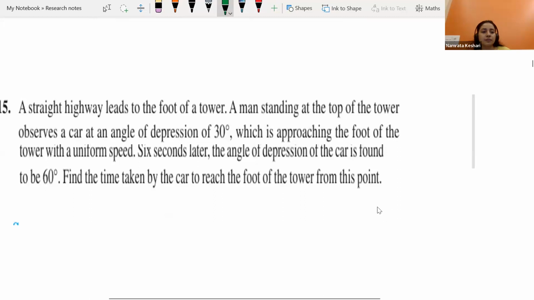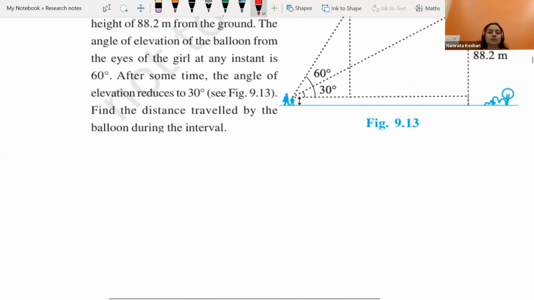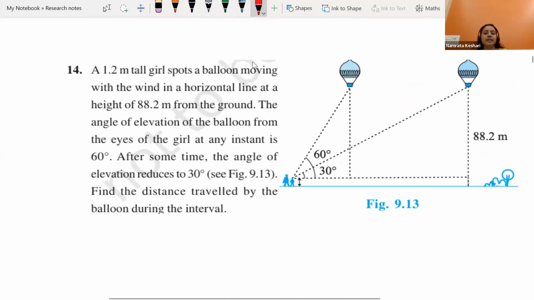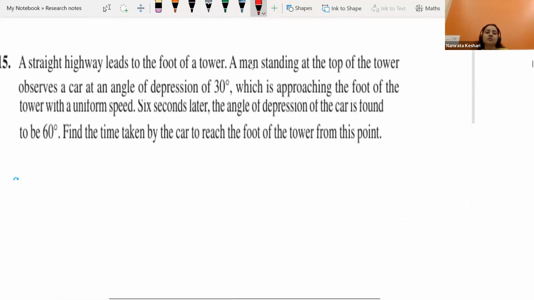Next one, just a second, let me read. A straight highway leads to the foot of the tower. Okay, let's do it. If you can't do this one, where the figure is given, please let me know. We will discuss it. Now the next question.